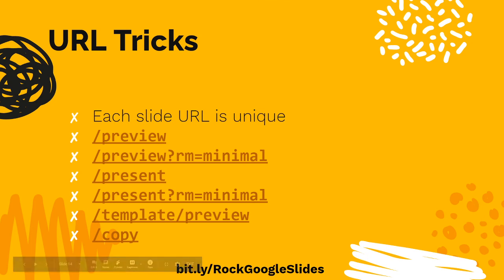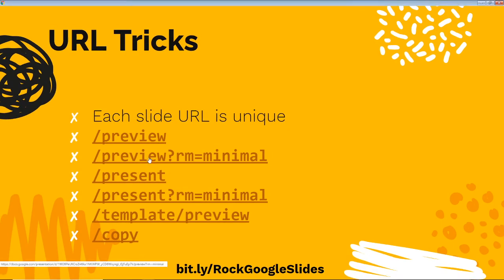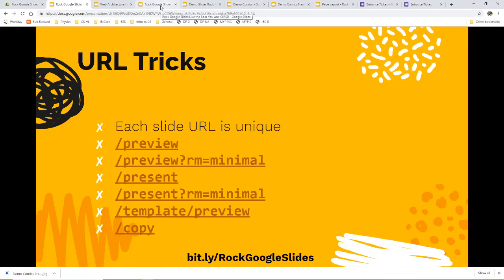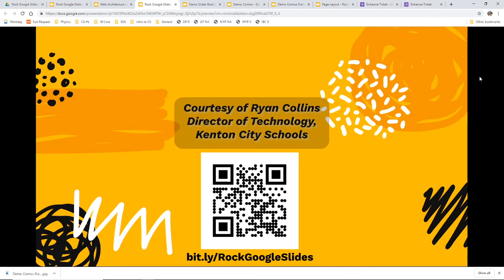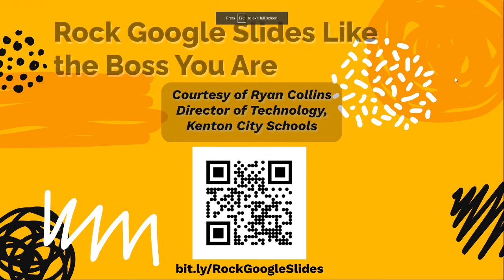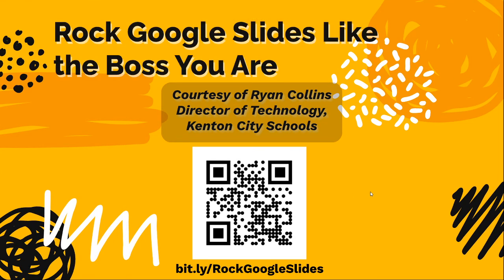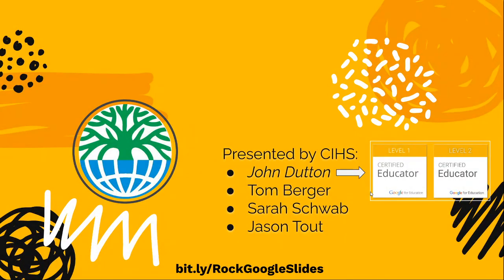This is a little bit more advanced. You don't really have to use any of these URL tricks, but this is super helpful. I'm just going to walk through a couple of these. If we click on this one, it's going to preview this very same presentation, except in minimal mode. Minimal mode means that we don't have the navigation in the bottom left. So it's a nice clean slate where we're just seeing the presentation.